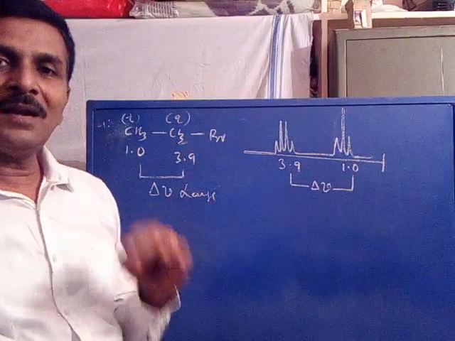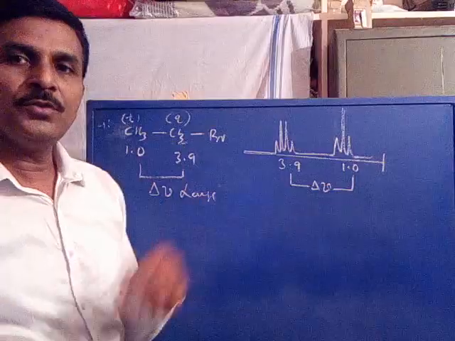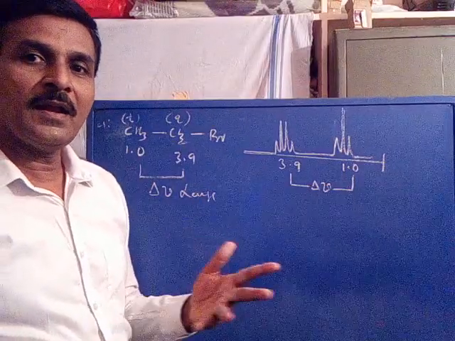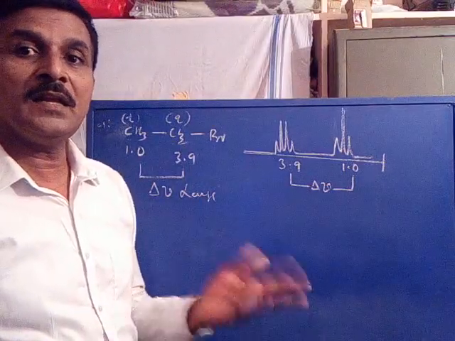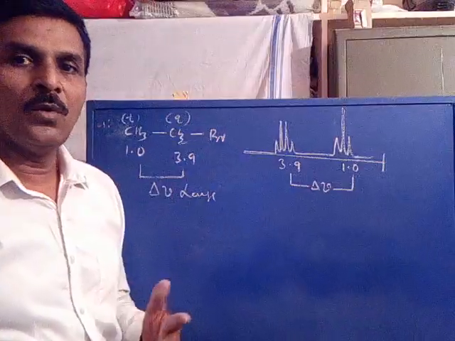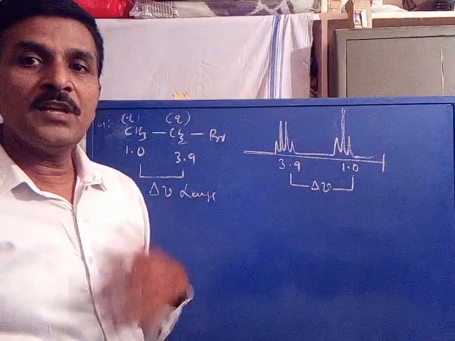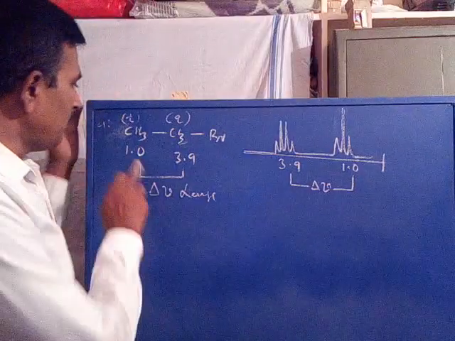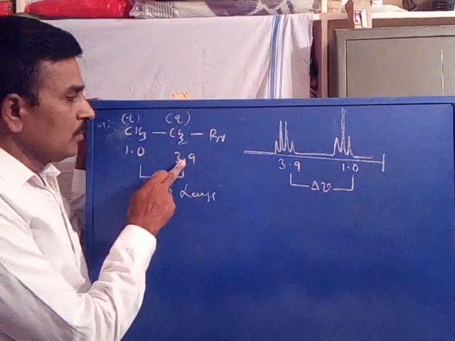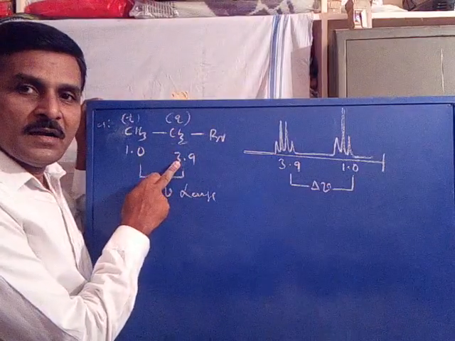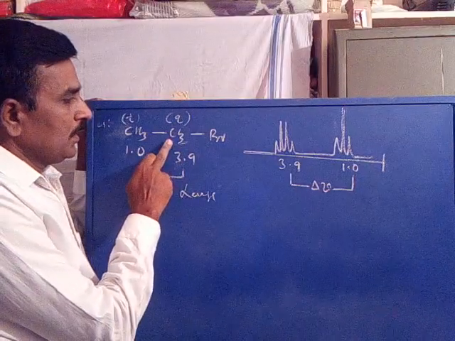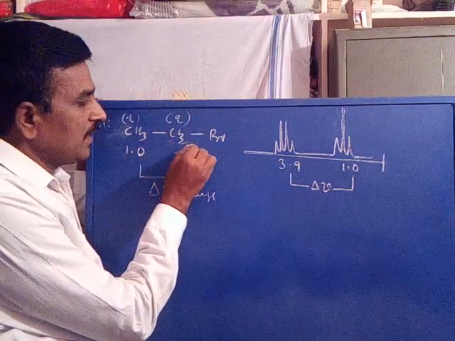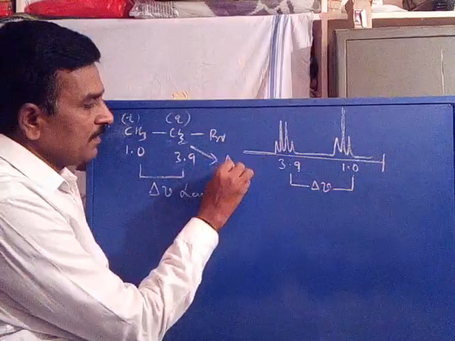Now under this condition, we should use what letter? Letter A, letter M, letter X to designate each set of protons. Now letter A is to be used to designate a proton with high delta value. So in between these two, 3.9 will be the higher delta value. Therefore CH2 protons are designated with a letter A.